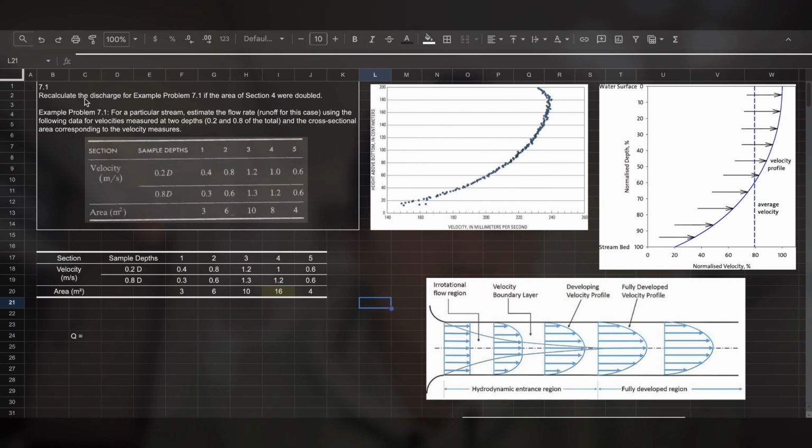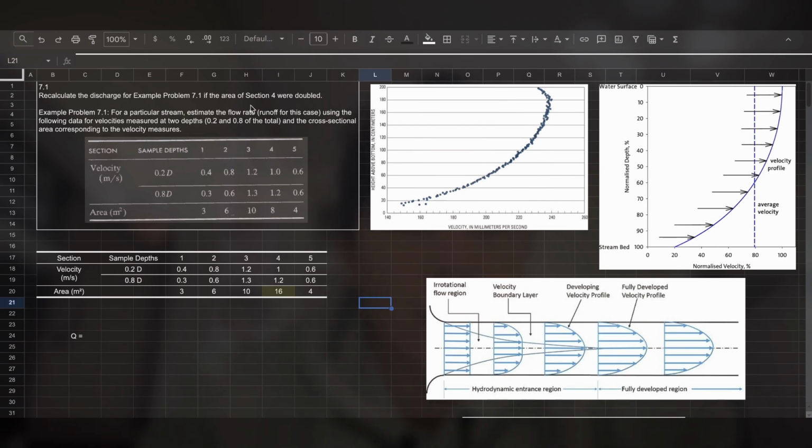7.1.1 says recalculate the discharge for example problem 7.1 if the area of section 4 were doubled. The example problem is here. This is the data given in the example problem 7.1. It says for a particular stream, estimate the flow rate using the following data for velocities measured at two depths, 0.2 and 0.8 of the total, and the cross-sectional area corresponding to the velocity measures.